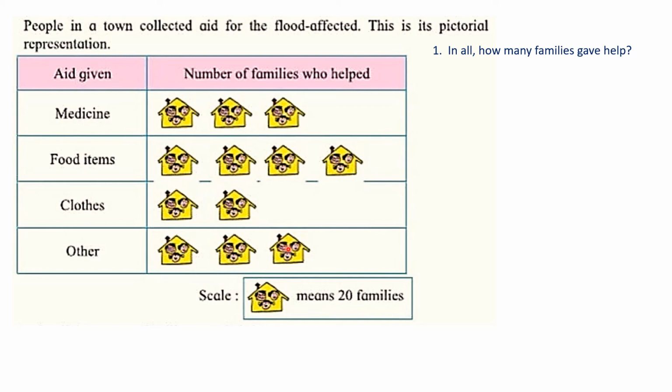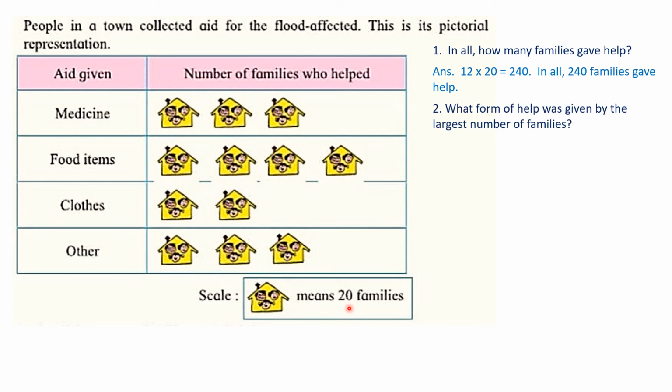These total pictures we will multiply by the scale given 20. So because your scale is given, one picture means 20 families. So we will multiply 12 with 20. So we will get the answer 12 into 20 is equal to 240. So we will write the answer in all 240 families gave help.